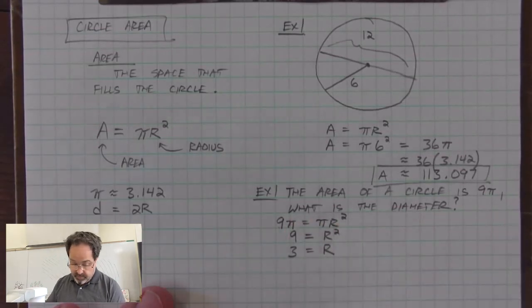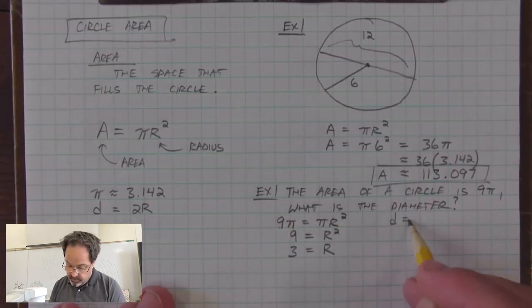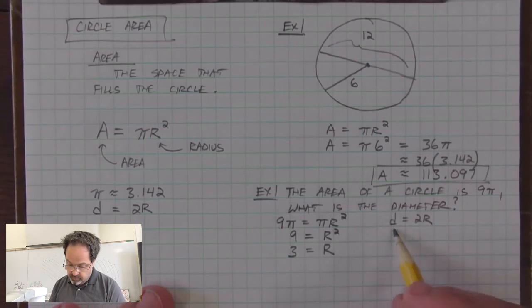The problem asked me for the diameter. And I know that the diameter is equal to twice the radius of the circle, or in this case, twice 3, which makes a diameter of 6.